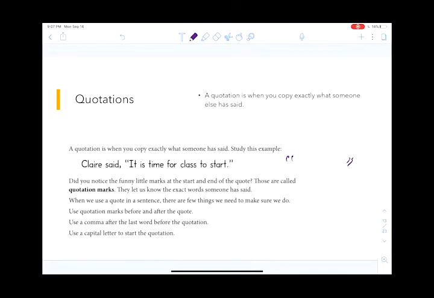First, use quotation marks before and after the quote. Second, use a comma after the last word before the quotation. Three, use a capital letter to start the quotation. If a quote comes first, for example, "It is time for class to start," Claire said, use a comma after the quote and before the ending quotation marks.